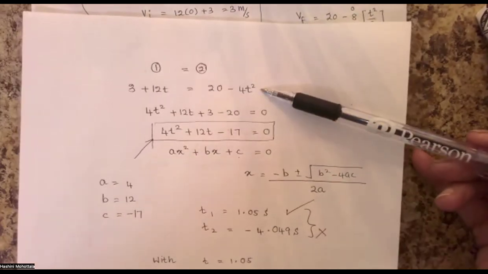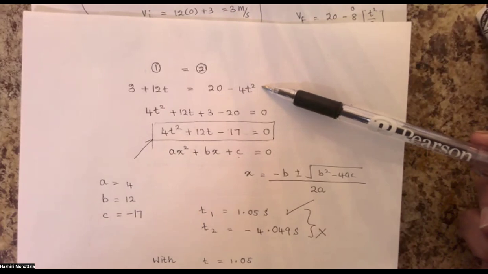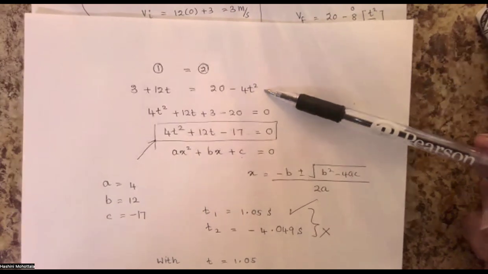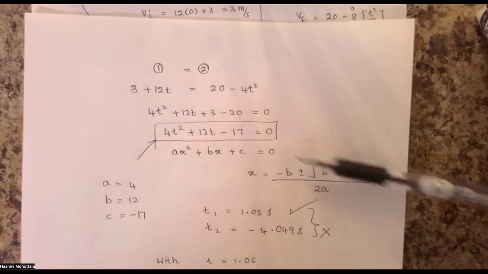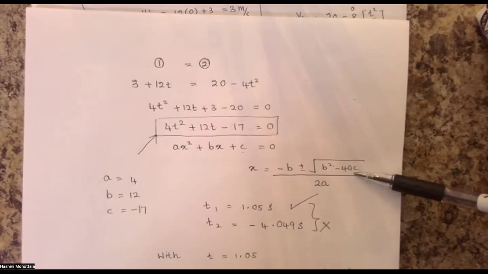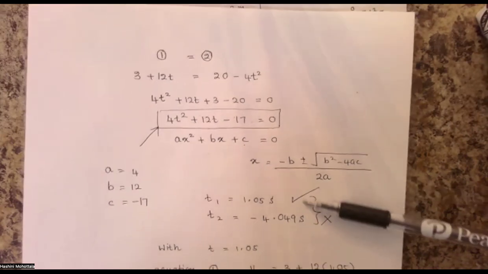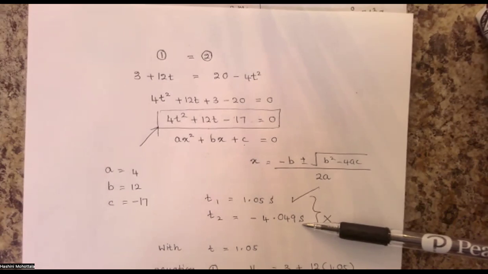I set the two equations equal to each other because the problem says that the final velocities are equal. And there you have a quadratic equation set up. And then this is the general form. And this is how you do it without a calculator. And these are the two roots. One is positive, the other one is negative.